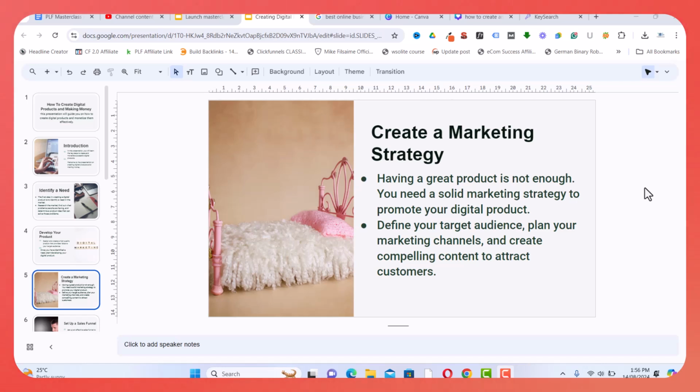Creating a marketing strategy. Having a great product is not enough. You need a solid marketing strategy to promote your digital product. Define your target audience, plan your marketing channels, and create compelling content to attract customers. This aspect is very crucial because no matter what type of product you create, you need a marketing strategy that can drive your audience, the customers, to your sales page before they can buy your product.